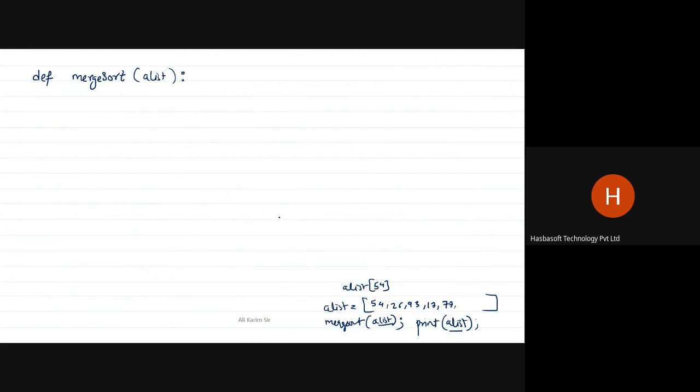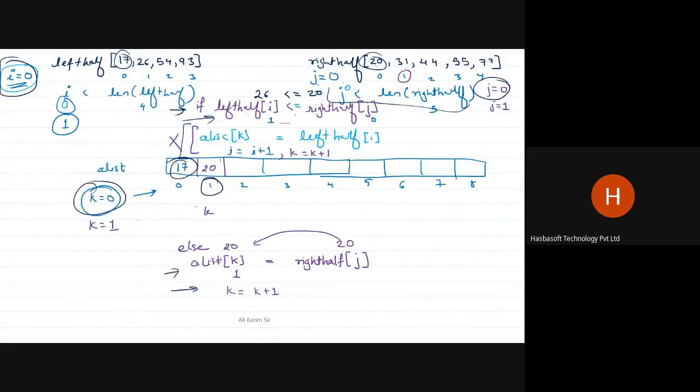So I need to handle that first, right? I need to see if the length of my list is greater than 1. If it's greater than 1, then only I can divide my array, I can split my array.